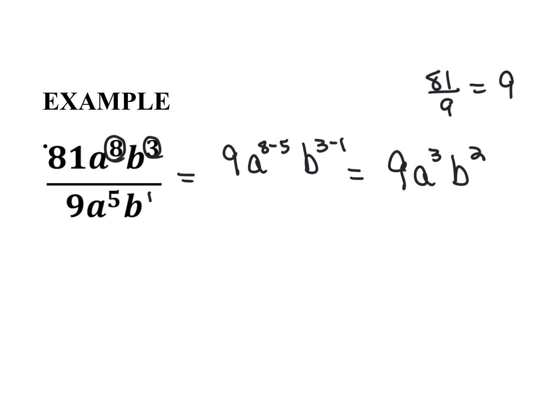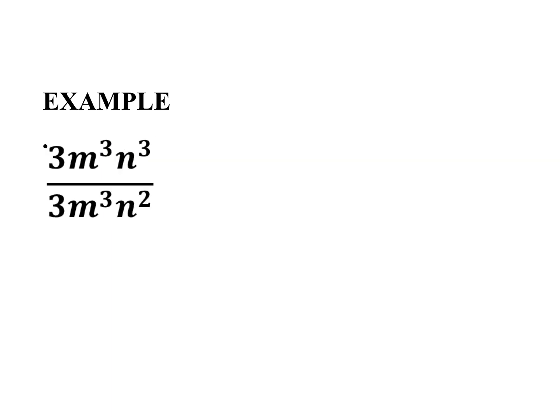So in dividing monomials, if you have numbers, that is division. And that's the operation that you would have to do. All right, on this particular problem, we have numbers. We have 3 divided by 3. We know 3 divided by 3 is 1.